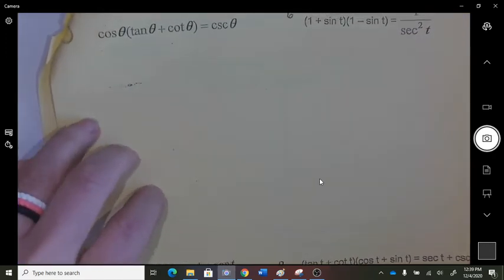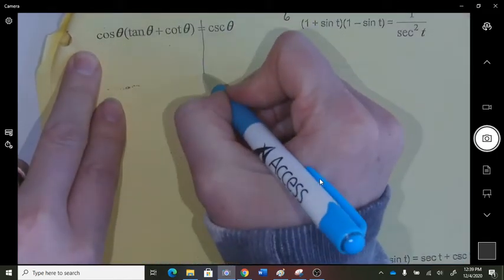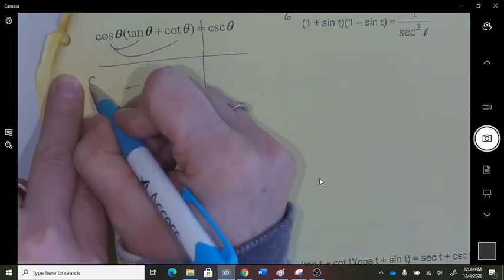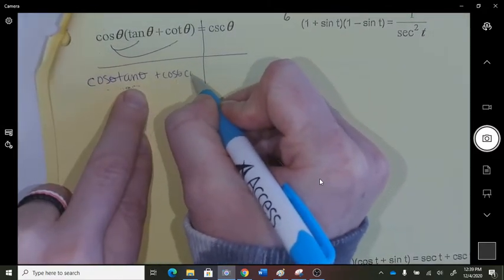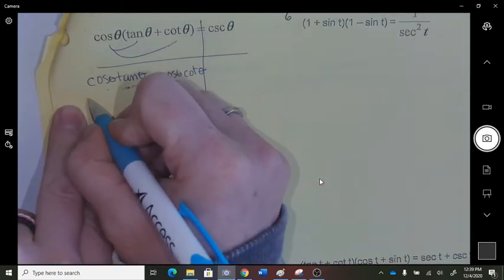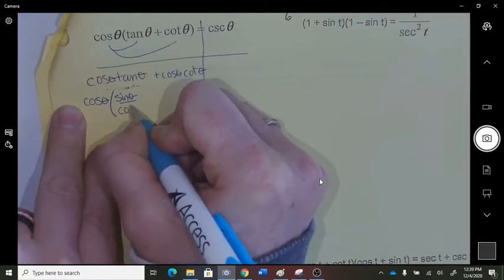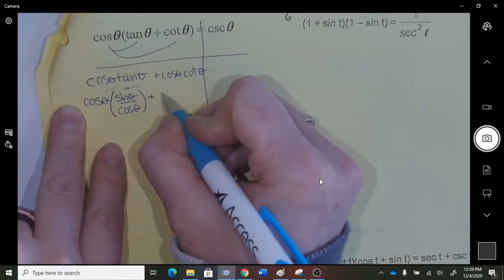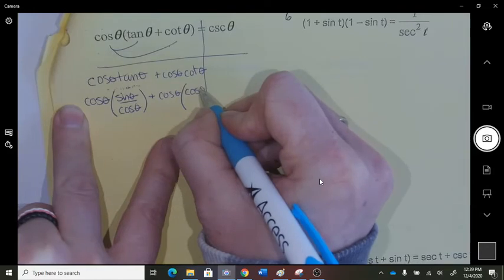Okay, next one. I'm going to start on this side because it looks more complex than that side. So I'm going to distribute this: cos theta tan theta plus cos theta cotangent theta. Now I'm going to substitute what I know for ratios. So for cos theta tan, tan is going to be sine theta over cos theta. Plus, and then I'm going to substitute for cotangent, so that's cos theta over sine theta.